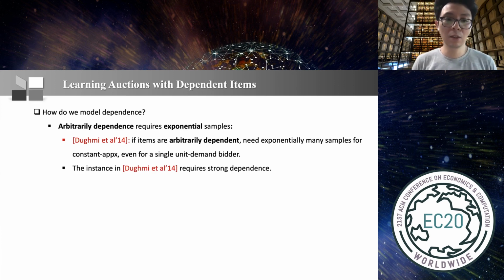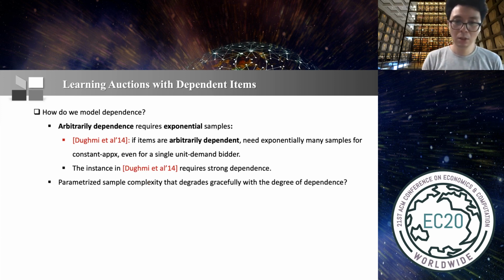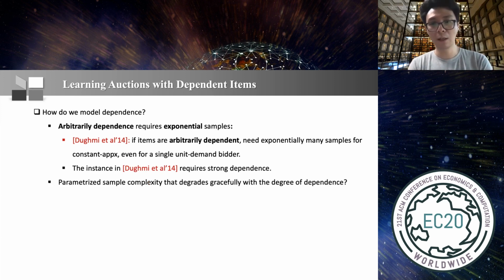And in fact, the instance in Dughmi's paper requires very strong dependence. So what we want to do in this paper is to come up with first a model that captures the degree of dependence in the distribution, then provide parameterized sample complexity that degrades gracefully with this degree.